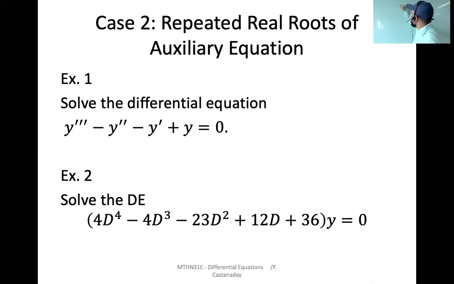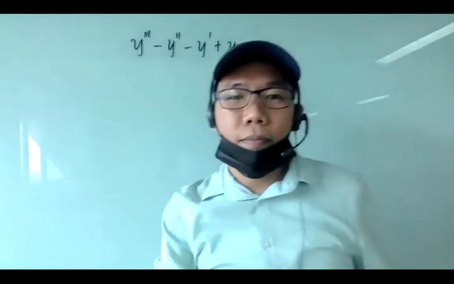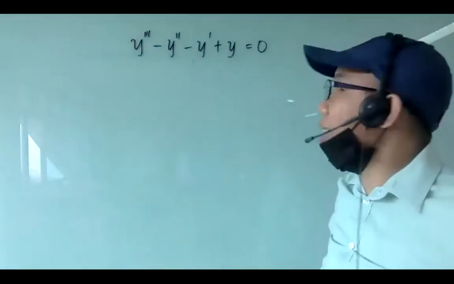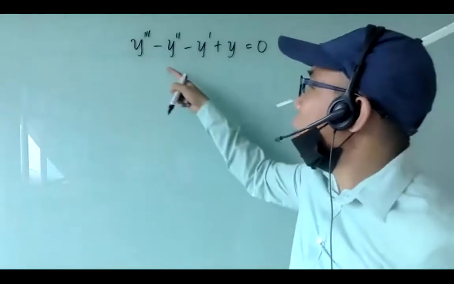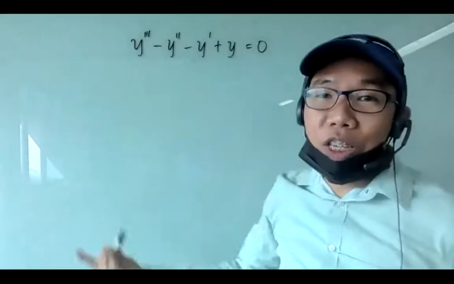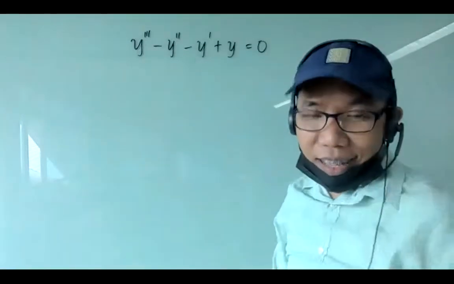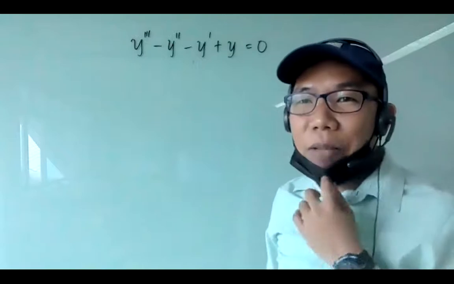Kopyahin ko muna. Y triple prime minus Y double prime minus Y prime plus Y equal to 0. Madali lang, di ba? Ito yung topic na, nako, chicken. Sige. Pero sa ano pa lang to ha, homogeneous. Pagdating sa non-homogeneous, tingnan natin kung kaya pa. Tingin ko naman kaya niya.